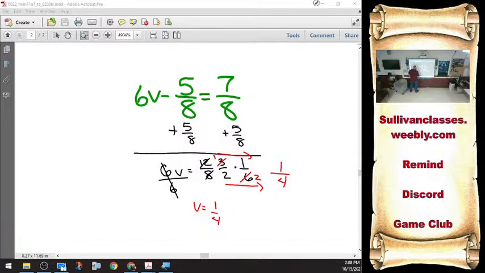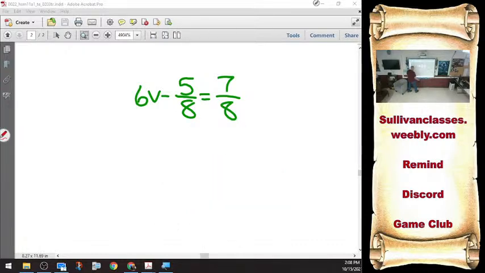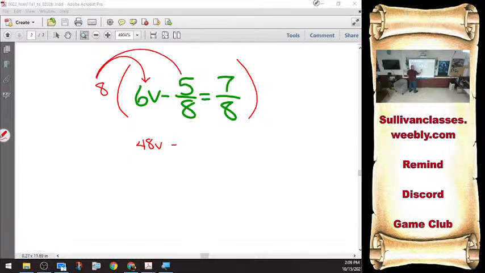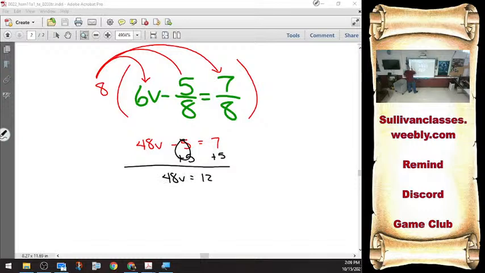Option 2 says Heath doesn't like fractions. I really don't. So, look at your denominators. They're both 8s, right? So just multiply the whole thing by 8, so you don't have to deal with fractions. 8 times 6v is 48v. 8 times negative 5/8 is just negative 5. 8 times 7/8 is 7. Boy, doesn't that look a lot nicer. Okay. Add 5. Show it zeros. 48v is 12. Divide by 48. And then reduce.